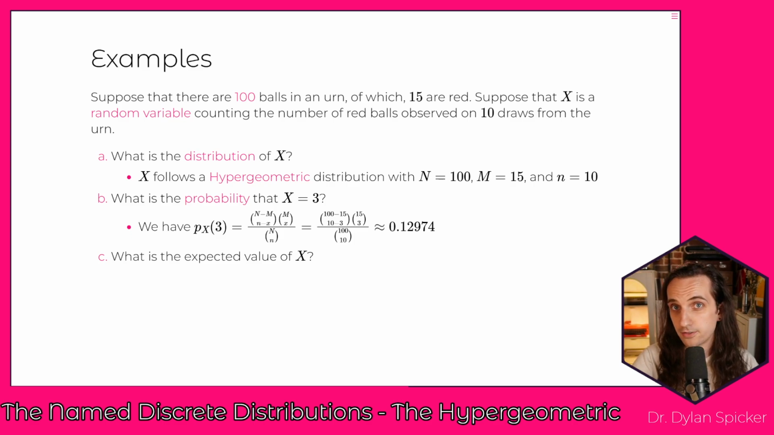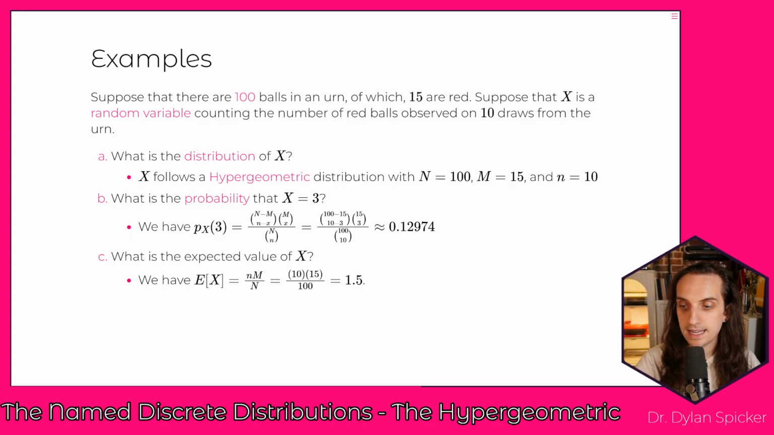Now, what's the expected value of X? The expected value of X is going to be our sample size times the number matching the criteria divided by the total number. So here we have n times m divided by n. That's 10 times 15 divided by 100, which gives us 1.5.